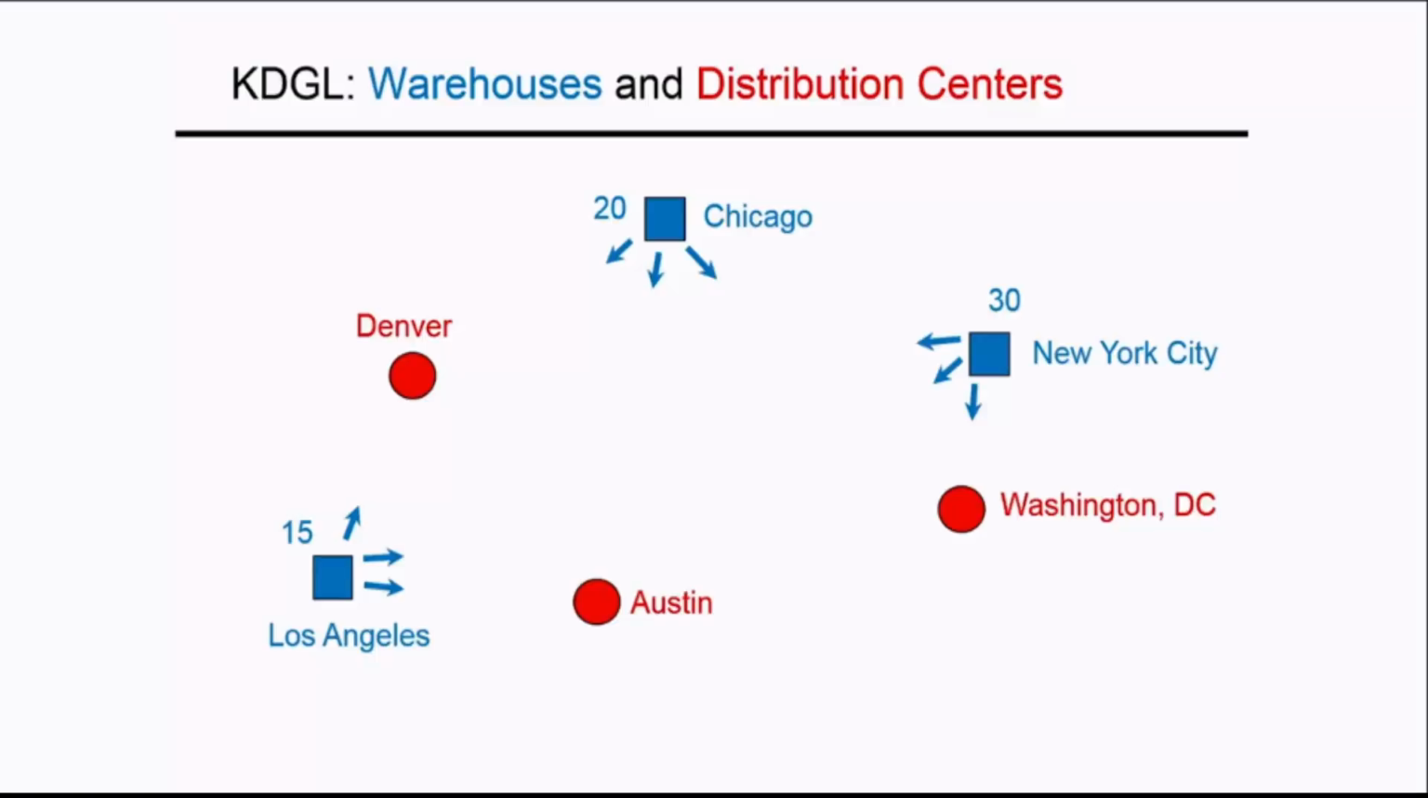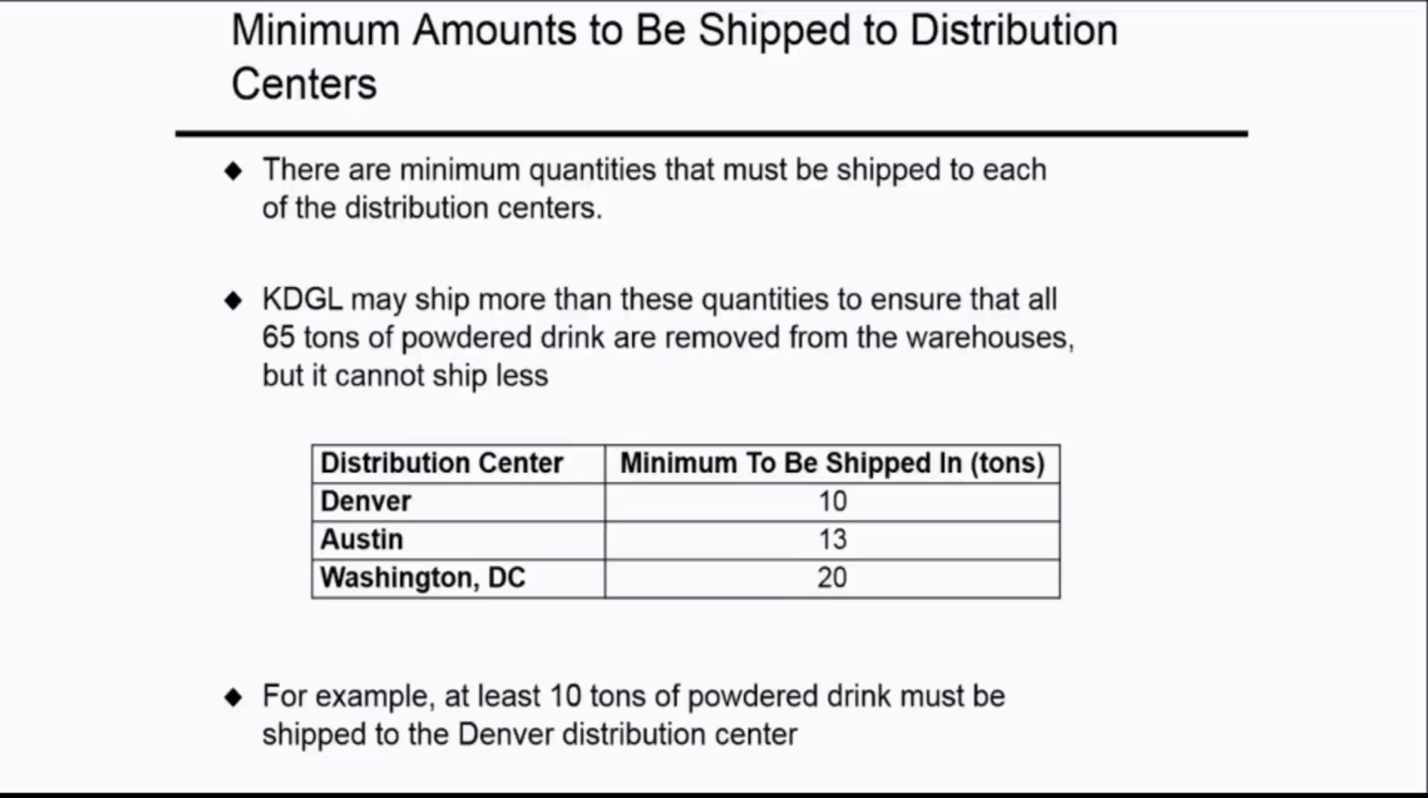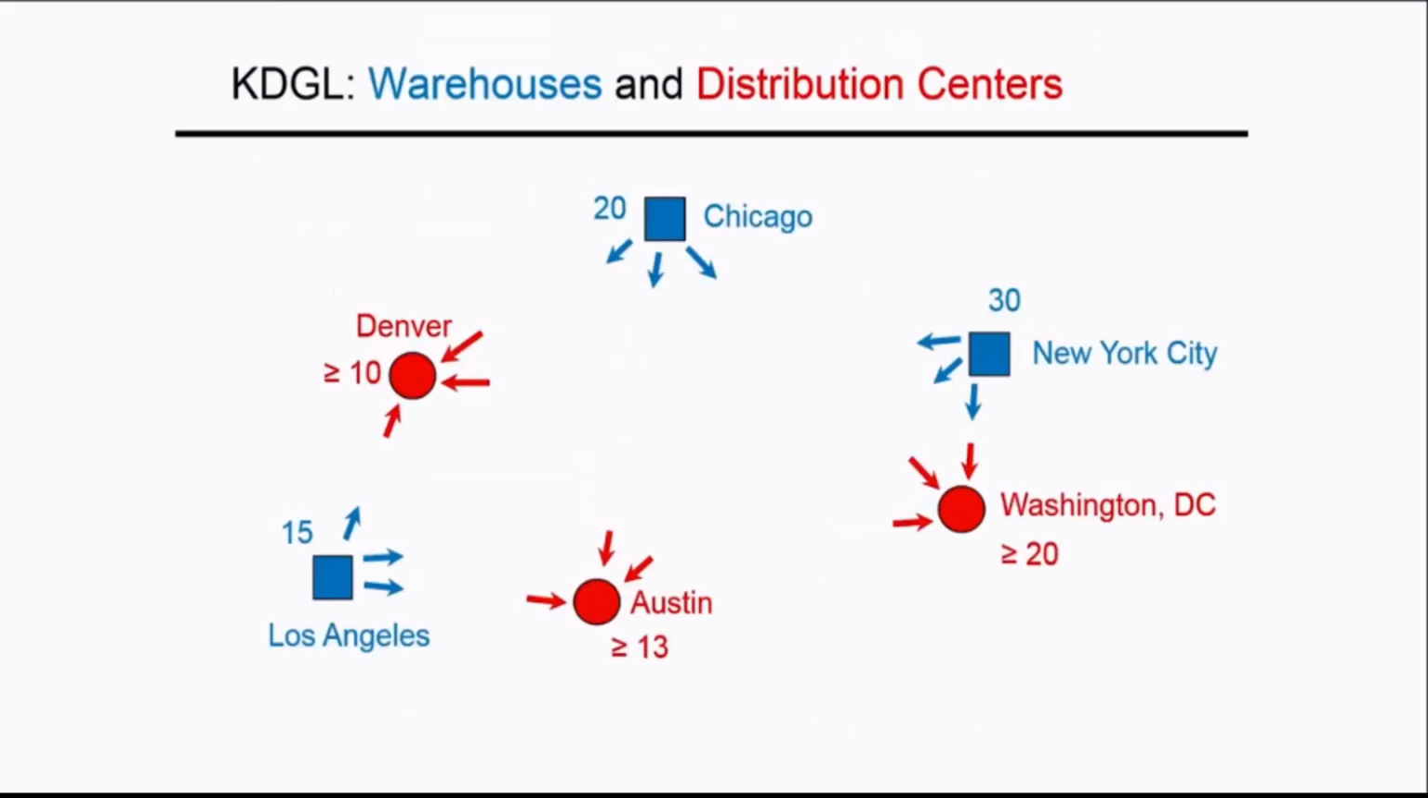Each distribution center has a minimum requirement for the amount it must receive. For example, at least 10 tons must be received by the Denver distribution center. And here's a picture illustrating these 2 types of requirements: exact amounts that must be shipped out of warehouses, and minimum requirements for the amounts to be shipped to the distribution centers.